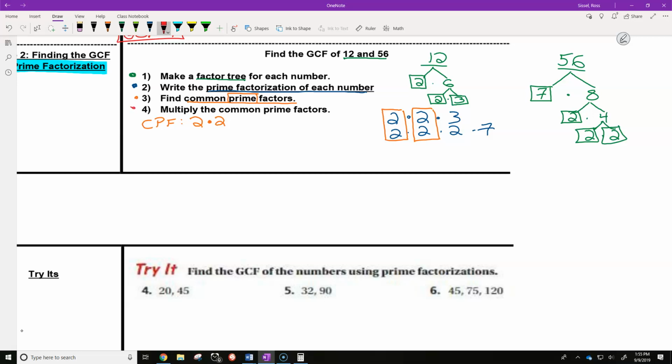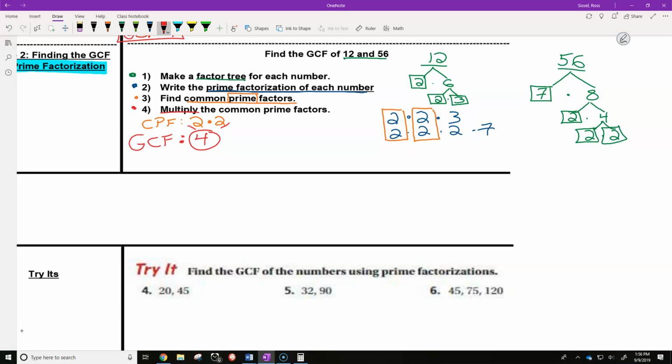Step 4. Multiply the common prime factors, and that gives me my greatest common factor. GCF is, what is 2 times 2? 4. My greatest common factor would have been 4.